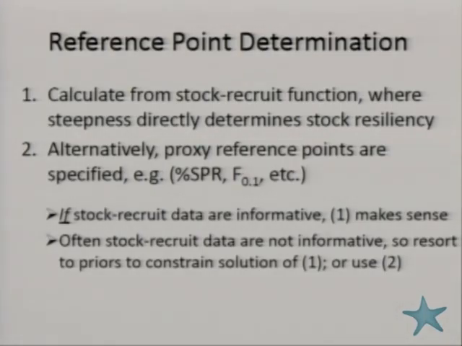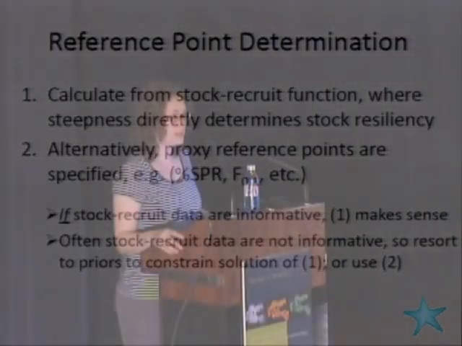If you have informative stock recruit data, then taking the first method makes sense. However, it's more often the case, as we've heard over and over, that your stock recruit data are not informative. And in this case, people either resort to specifying priors to constrain the solution for their stock recruit curve, or else they just use a proxy reference point.